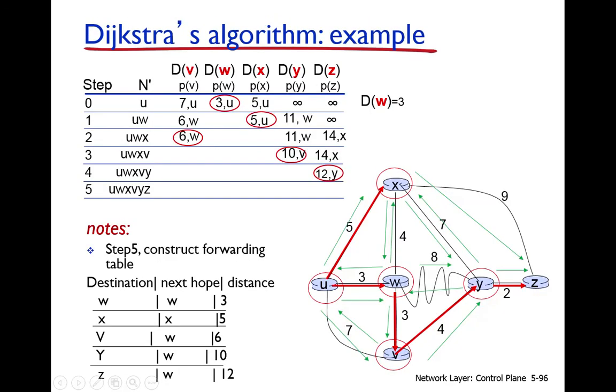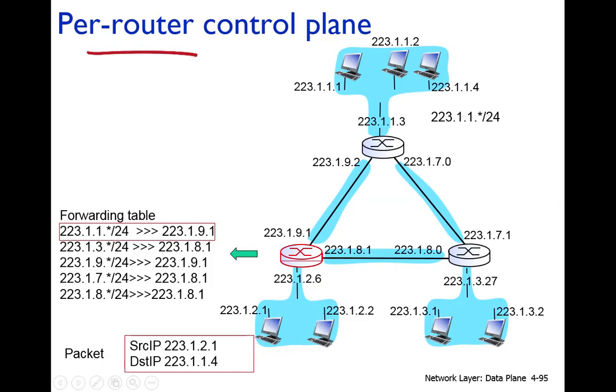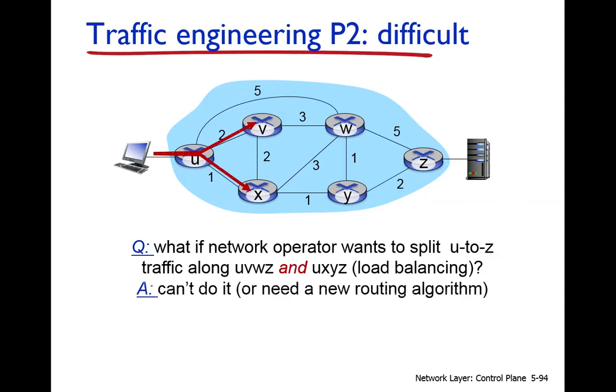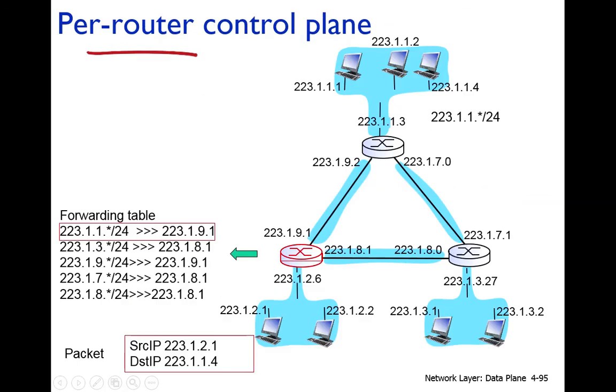Similarly, if you remember in the link state routing protocol, in the last step, step 5, when the Dijkstra algorithm is executed, you can see from U to Z this is the path. The path is stored based on destination. For each destination there is only one path, for example, this one. So for each destination there is only a single path. So this traffic splitting that we discussed is difficult to achieve in the per router architecture, in traditional routing, but in SDN it is much easier.